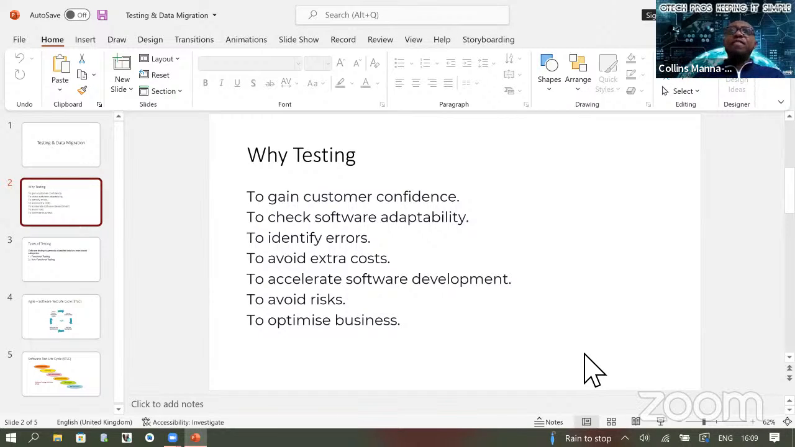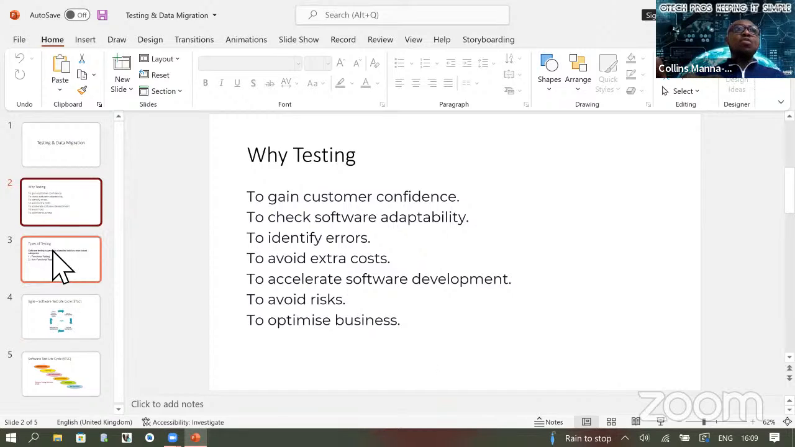To accelerate software development, yes, the more you test, the more you accelerate, because you can easily find issues, resolve them, and move on. And then to avoid risks, we know the types of risks that can happen. And to optimize business, the revenue will come in. The more you test, the more people gain confidence, and the more money you get, because people will come and buy and say, yes, we have confidence in this. I've bought this and there is no issue, so I love it, and I want to come and pay again. That's how the company makes money.